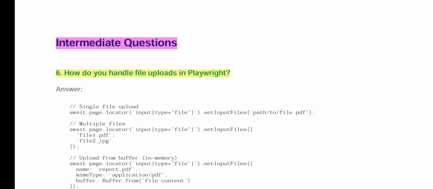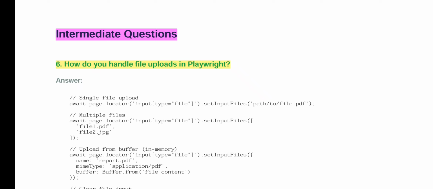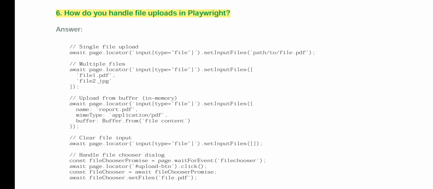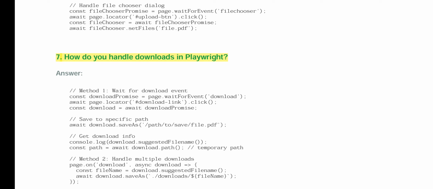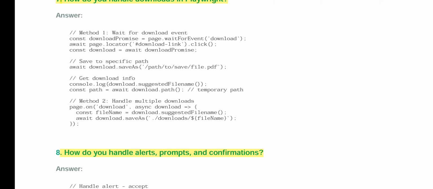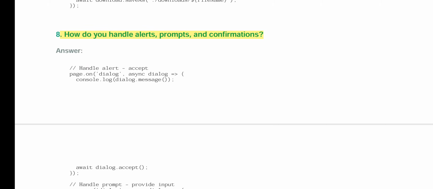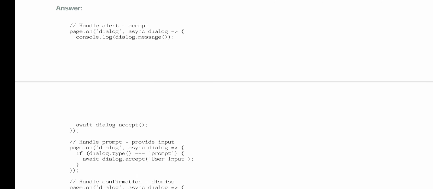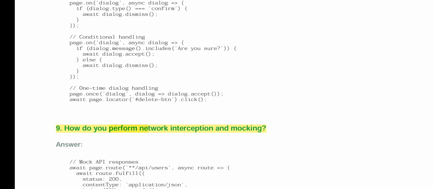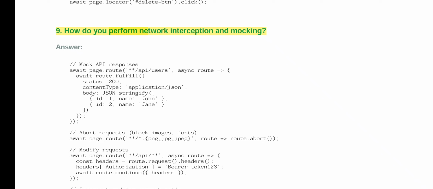Okay. And the next set of interview questions are intermediate related. How do you handle file uploads in Playwright? And similarly, how do you handle file downloads in Playwright? How do you handle alerts, prompts, and confirmations? How do you perform network interception and mocking?